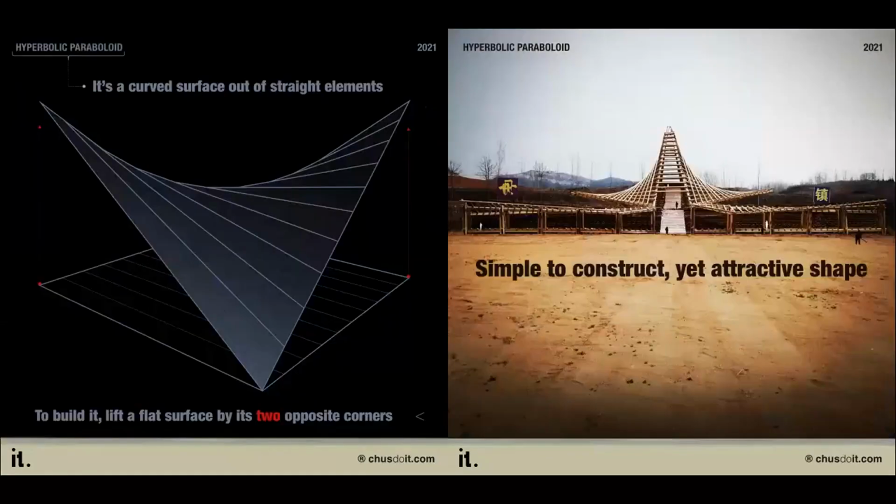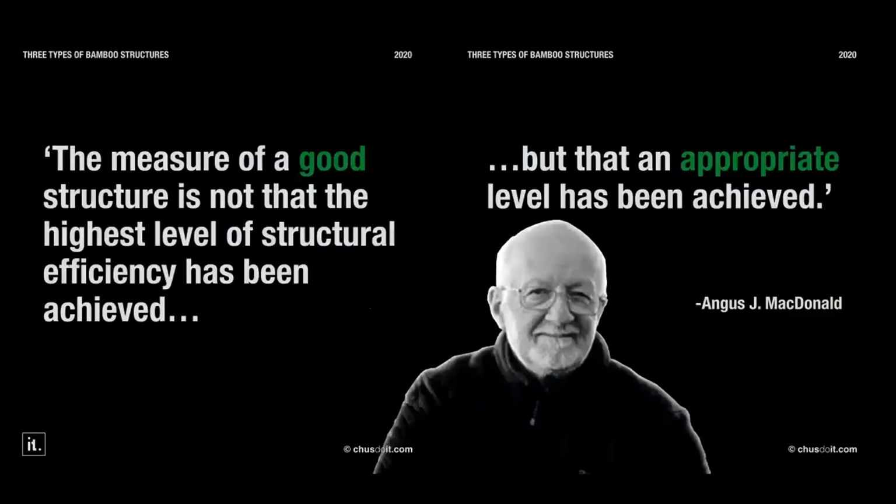As you see, the ability to place a structure within the appropriate category forms a useful basis for assessing its performance and the appropriateness of its selection for a particular application. An aspect of the relationship between structure and architecture is the possibility that the features associated with structural efficiency can be used as the basis of a visual vocabulary that conveys architectural meaning. The measure of a good structure is not that the highest level of structural efficiency has been achieved, but that an appropriate level has been achieved.